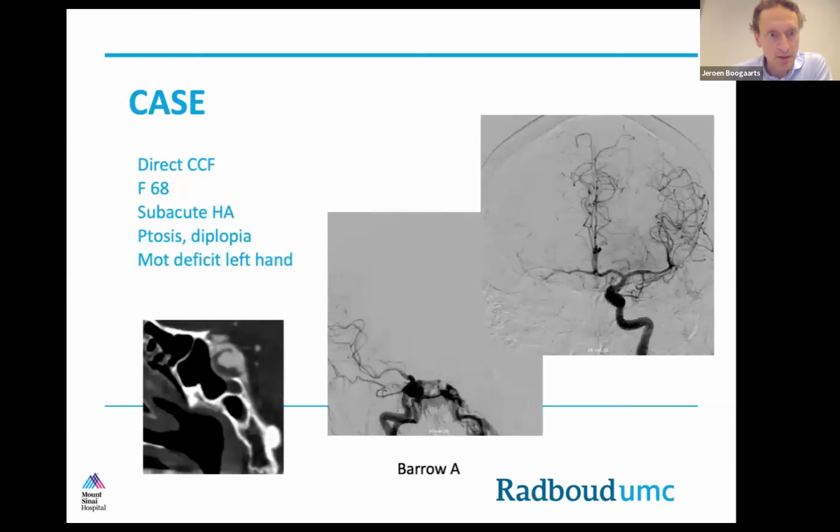So here, this is a case of a direct carotid cavernous fistula, a 68-year-old female with subacute headache, ptosis, diplopia, and a motor deficit on the left hand. And you see this impressive image in the middle, the internal carotid artery injection, in which there was hardly any filling of the intracranial vessels.